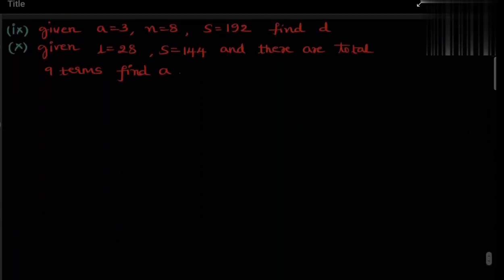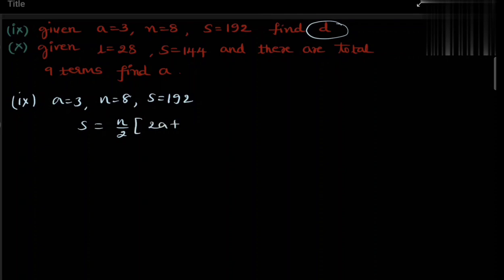Here in the 9th one they have given the first term a is equal to 3, n is equal to 8, S is equal to 192, and we have to find the common difference. So we know the sum of the first n terms of an AP, that is S is equal to n by 2 into 2a plus n minus 1 into d.